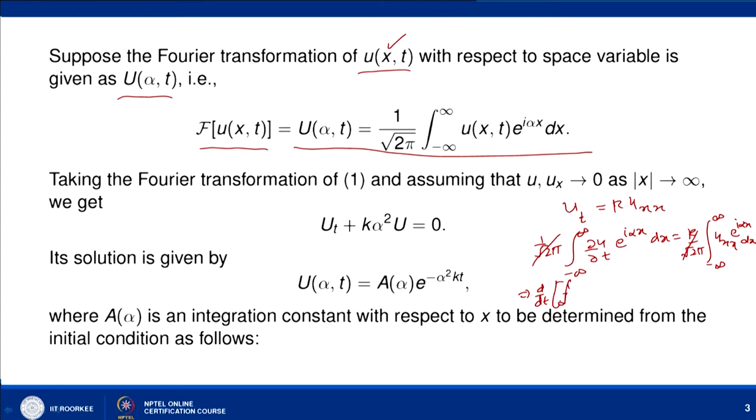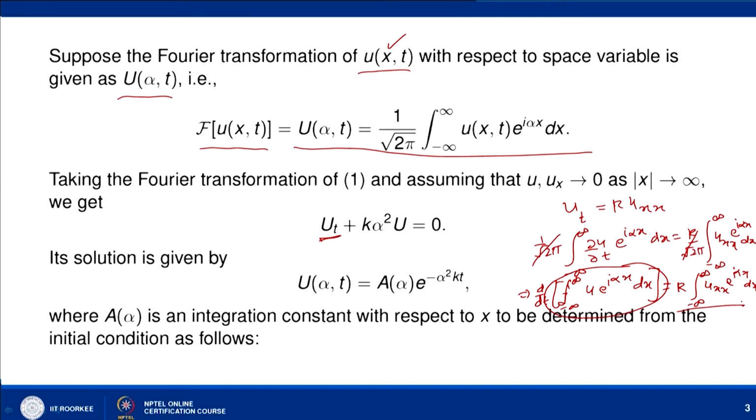So we have the integral from minus infinity to infinity of u e to the power i alpha x dx equal to k times the integral from minus infinity to infinity of u_xx e to the power i alpha x dx. So this I can write as u alpha t, that is d by dt of u alpha t. So we can write this as u_t. Now we have to handle this term. It means that we have to find the Fourier transform of u_xx.